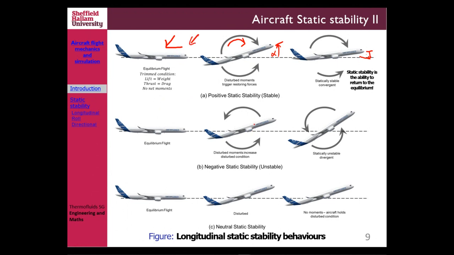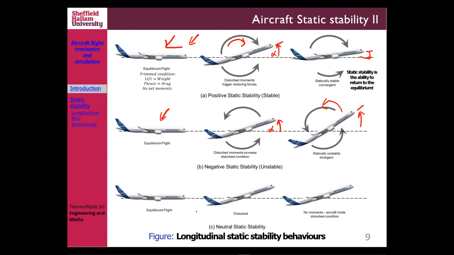But if your aircraft is statically unstable, then when you have an equilibrium flight like that and you get a disturbance, your alpha increases. If your aircraft doesn't have any static stability longitudinally, then obviously that alpha becomes bigger and bigger, and it will tip over your aircraft in that direction. So that aircraft is obviously considered statically unstable.